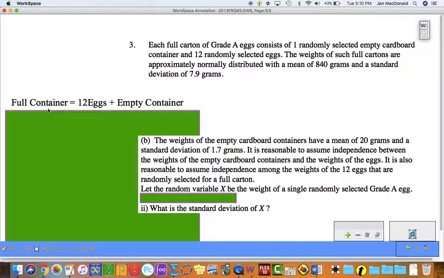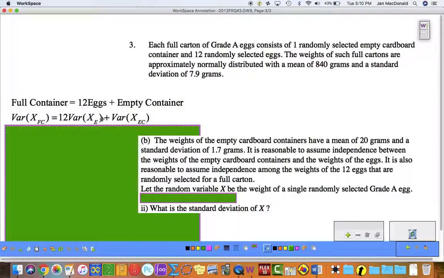Again, the variability of the full container should be equal to 12 times the variability of each individual egg plus the variability in the empty container. But because standard deviation does not add, we're going to have to use variance. So again, using English, this is what our sentence would look like. Using math, this is what our sentence would look like. The variance of the full carton would be equal to 12 times the variance of a single egg plus the variance of the empty container.